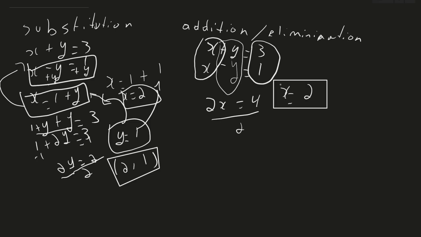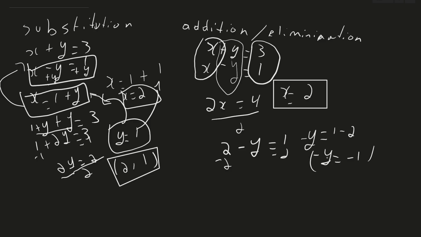We can do the same thing: plug x into one of these equations to find y. We can plug 2 into this equation, 2 minus y equals 1. Now subtract 2 from both sides, which gives negative y equals 1 minus 2, which is negative y equals negative 1.